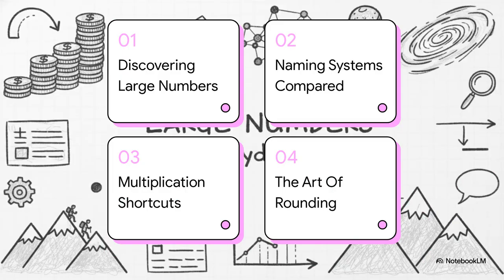Okay, let's look at our roadmap for today. First, discovering large numbers. Then, comparing naming systems. Checking out some multiplication shortcuts and patterns. And finally, the art of rounding.